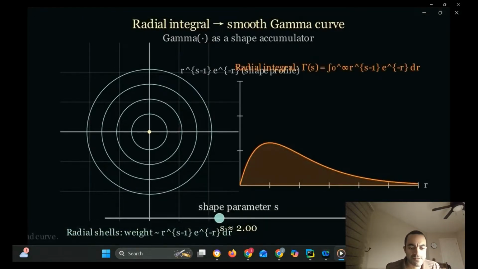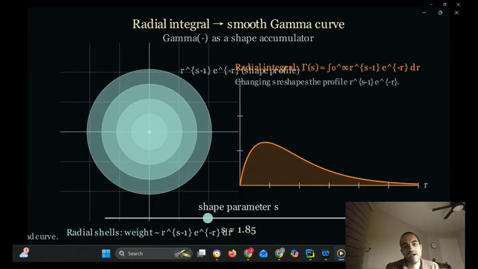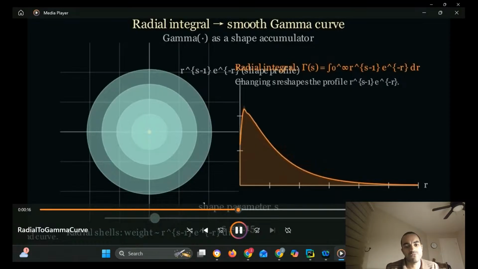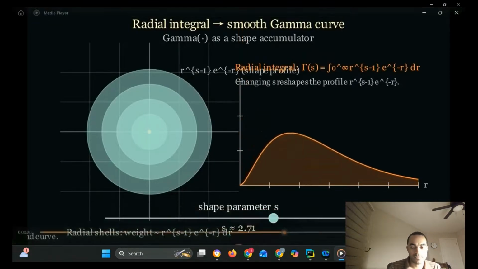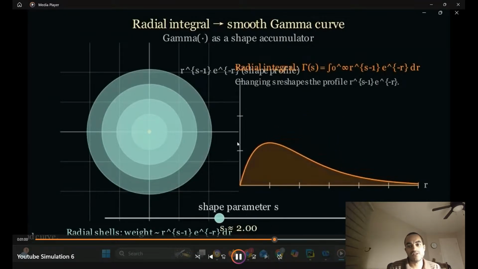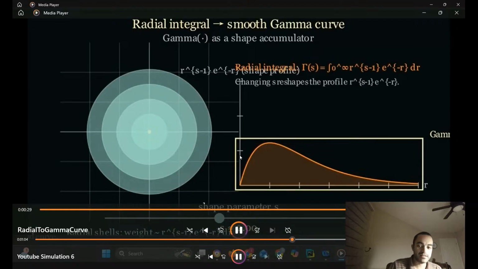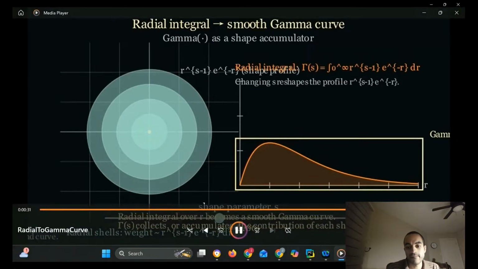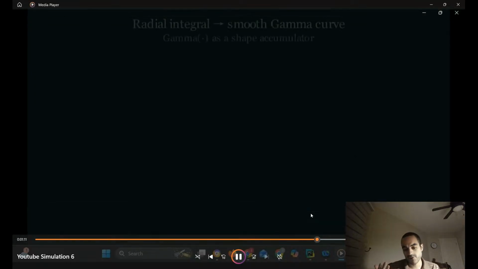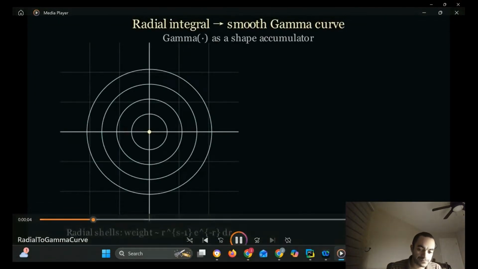And then these concentric circles can be mapped. What ends up happening is that's a radial integral, that's what those concentric circles are modeling. That radial integral is then mapped onto becoming a smooth gamma curve, okay? And that gamma curve is on the right here, highlighted in orange. Underneath that orange curve, obviously, what geometrically are we measuring?